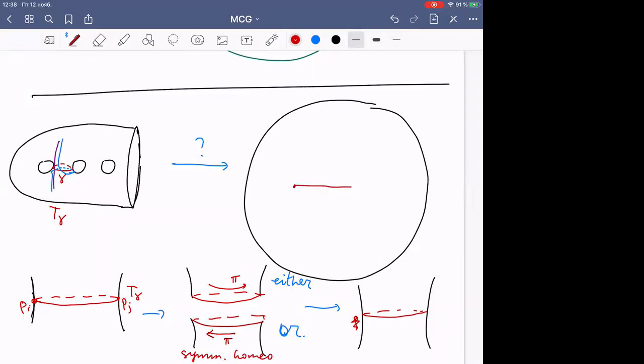And so when we go downstairs, when we go to the disk, we see only, just look at this symmetric homeomorphism, we see just half of this. We may forget about one half, and we have only one rotation by pi. So this is why we get exactly this half twist. Okay, I have answered your question. Yes?